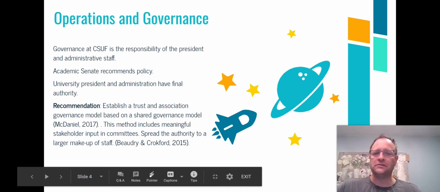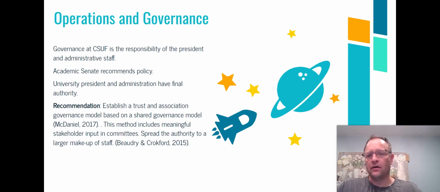So the operations and governance. At Fullerton, the governance is the responsibility of the president and the administrative staff. They do have an academic senate, which is made up of professors that recommends policy, but ultimately the president and the administration have the final authority.